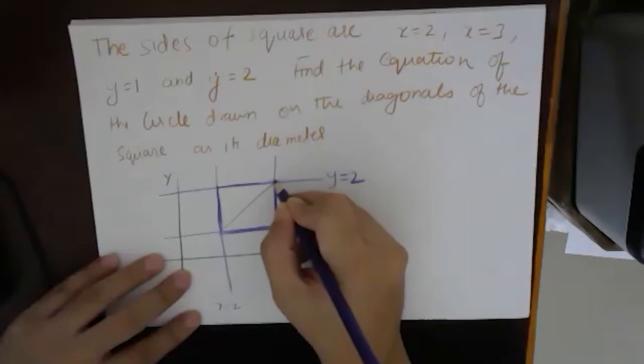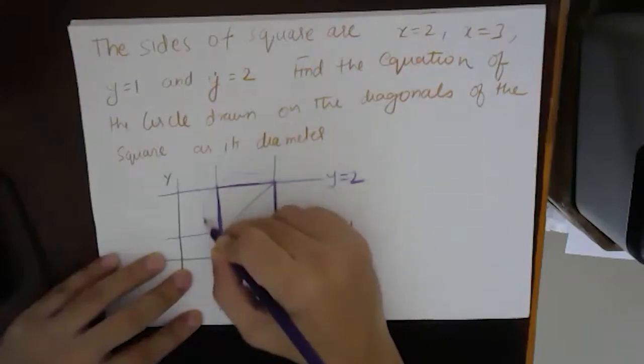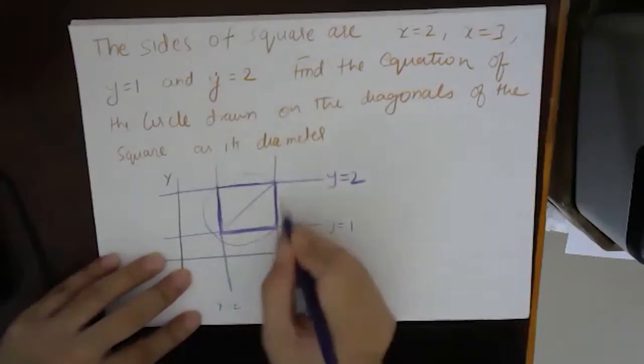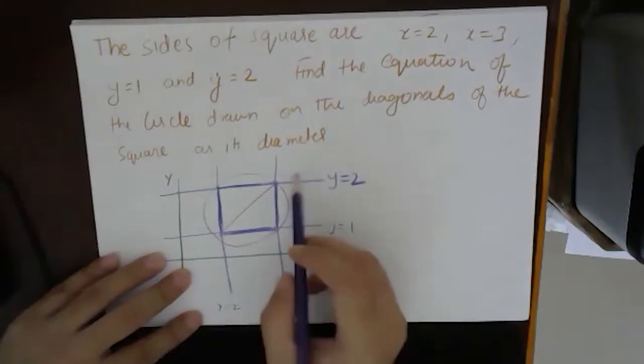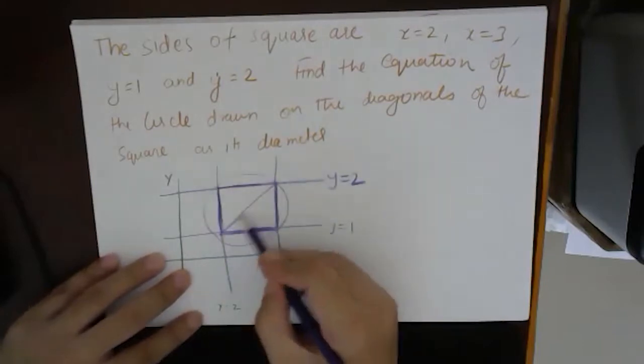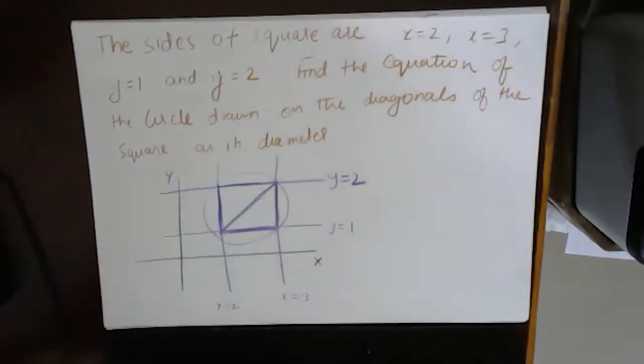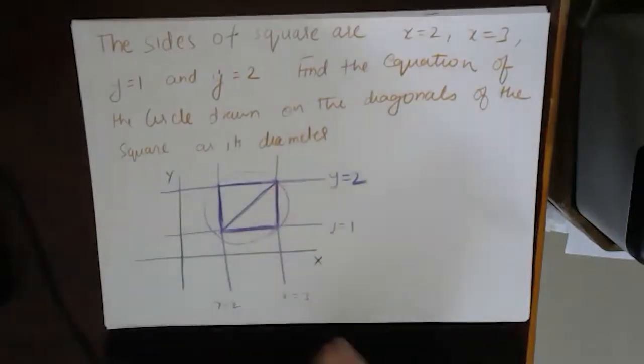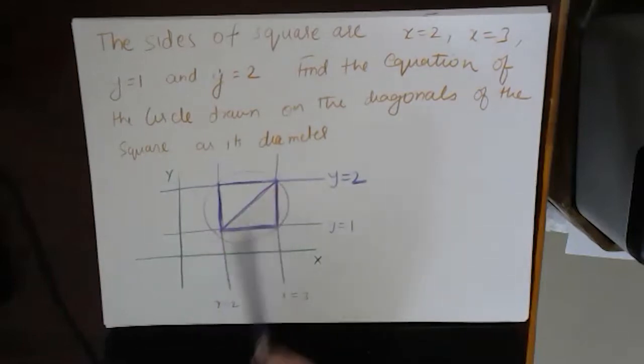This diagonal will be used as a diameter and they will form a circle. So they are talking about this circle, using this diagonal of the square as a diameter. So what we can do is find these two points. If we have these two points, then these will be the extremes of the diameter.